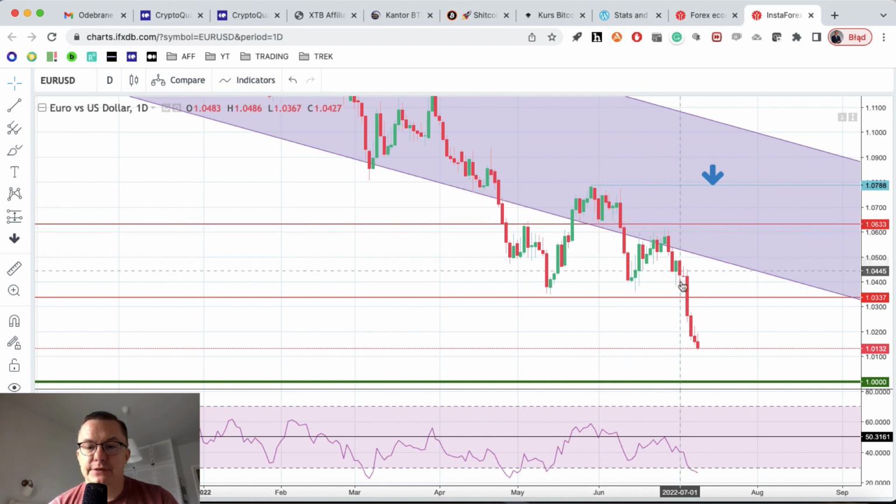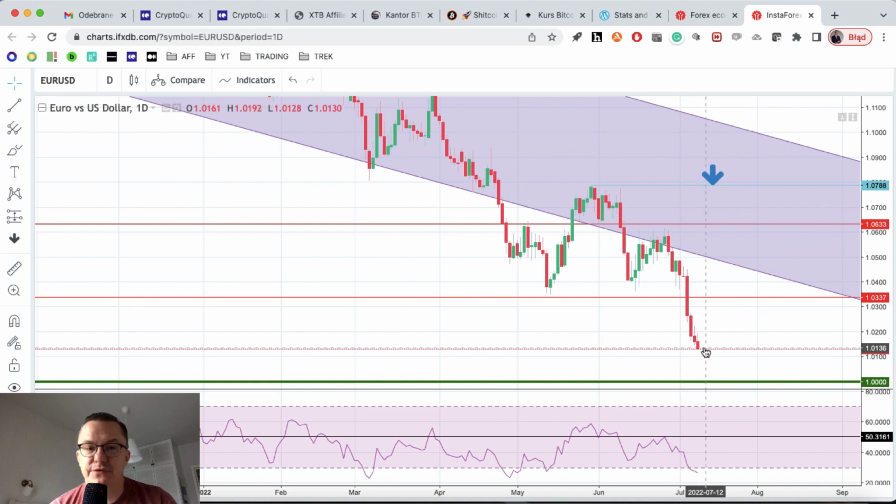As you can see, after this drop here, the target is getting very close. The target is the parity level. 1 euro is $1. It would be very interesting to see this level, and it looks like this market wants to get there. The recent low is 1.128, so that's 128 pips away from the parity level. Only 120 pips from the parity level is right now the current rate of the euro dollar.